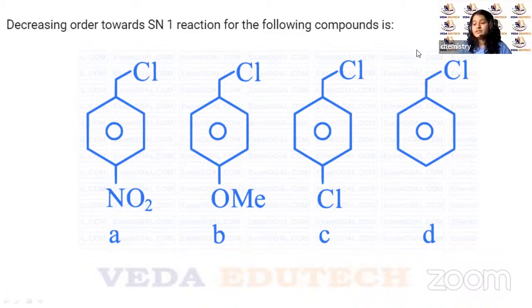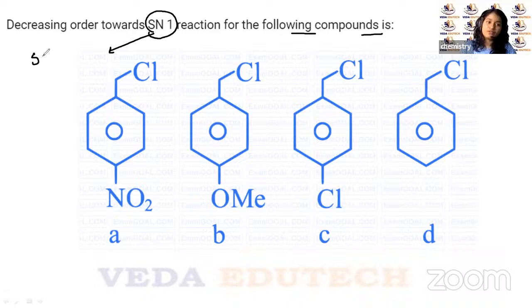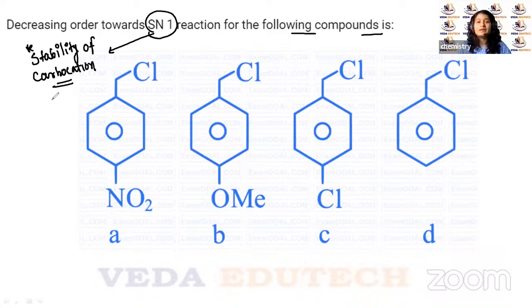Okay, children. So here the question that is being asked to us is the decreasing order towards SN1 reaction for the following compounds. So whenever we talk about SN1 reaction, the first thing that comes into our mind is the stability of carbocation. That is what we are talking about here. Also, we talk about the ease of formation of carbocation, right?